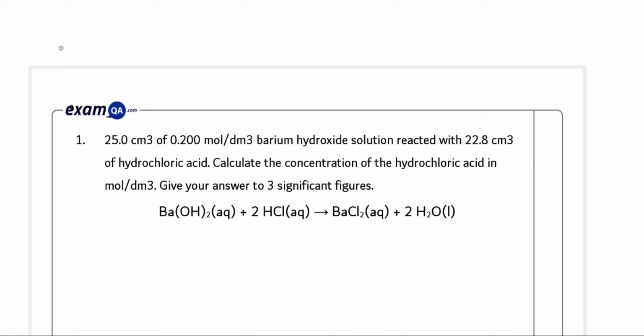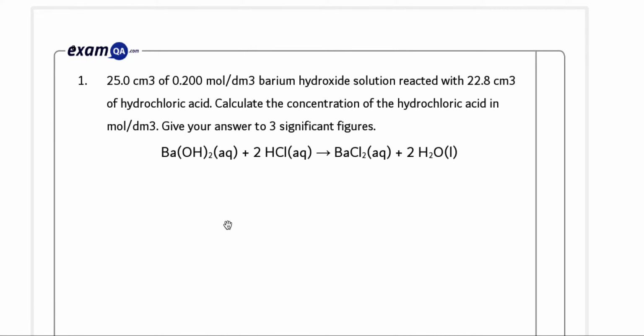We're given 25 centimeters cubed of 0.2 mole per decimeter cubed of barium hydroxide solution reacted with 22.8 centimeters cubed of hydrochloric acid. Calculate the concentration of the hydrochloric acid in moles per decimeter cubed, giving your answer to three significant figures. As usual, please try the question and get as far as you can before listening to the solution. So let's go through the question.